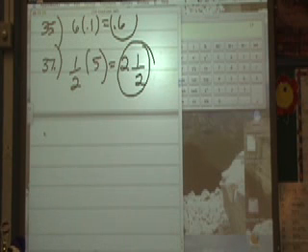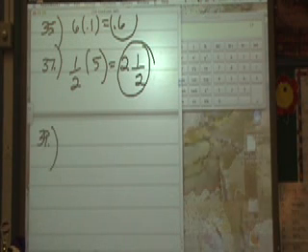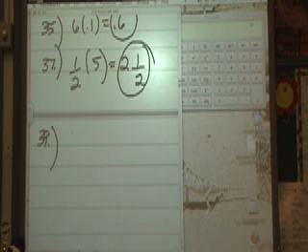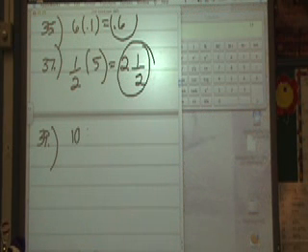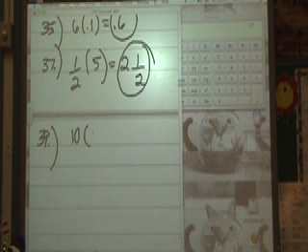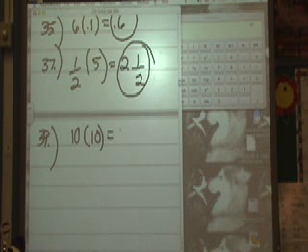And 39. Let's do this in your head. Chaz, square root of 81 is what? 9. 9 plus 1 is what? 10. Now, the square root of 144 is what? 12. And the square root of 4 is what? 2. 12 minus 2 is what? 10. And 10 times 10 is? 100. There you go.